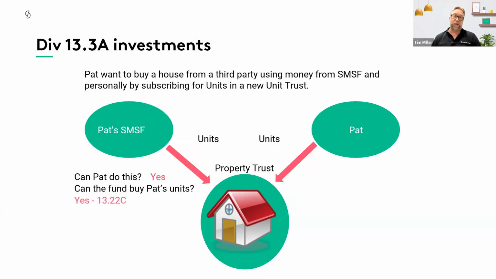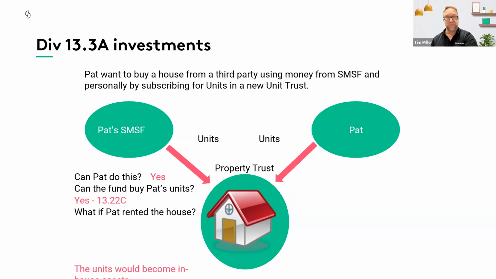Now, this is where the 1322C becomes more comprehensive ultimately than say the Section 66 requirements, because here we're buying units, we're not buying the property. So all we have to do is make sure that those units and that unit trust is still meeting the conditions of 1322C. And in this instance, we can buy Pat's units. So that is far more powerful than trying to buy residential property directly.